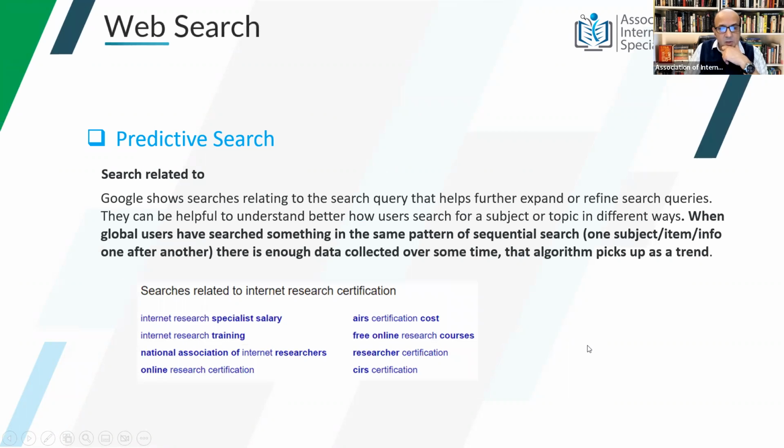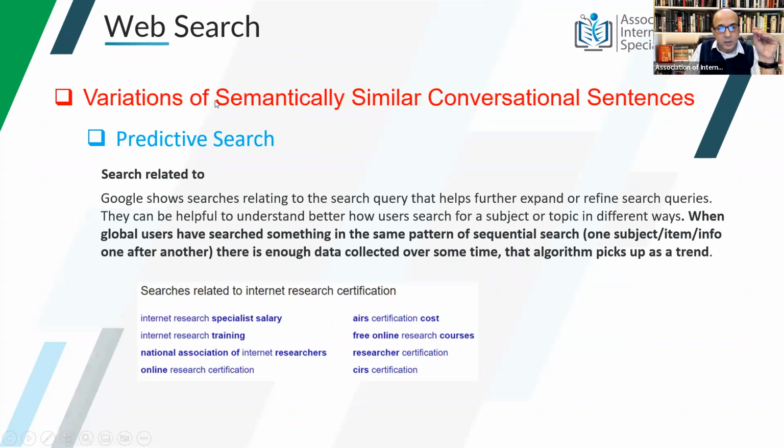Another one is called search related to, when global users have searched something in the same pattern of sequential search. The difference is that the search related to would use the sequence of words in which you have actually written your original query. So the explicit query that you have mentioned, with the wordings set one next to another as a search phrase, is what is considered for similarity with other popular searches that use a somewhat similar sequence of words or similar words placed in the sequence of a phrase. So that's the search related to.